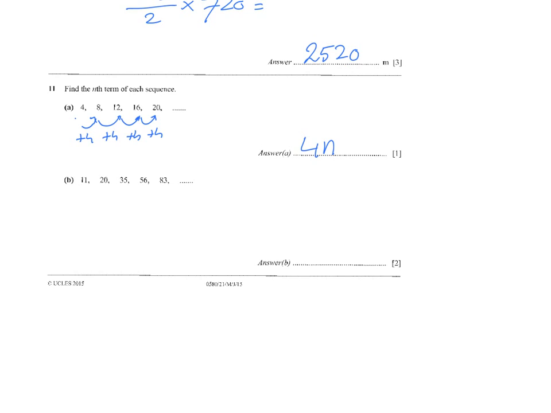Always check it for a particular term. Let's say term 5. 4 times 5 is 20. So 1, 2, 3, 4. Indeed, it's 20. Okay, so 4n is the nth term of this particular sequence. Moving on to the next one. 11, 20, 35, 56, 83. It goes up quite dramatically. And as you will see, plus 9, plus 15, there's not some sort of constant addition.